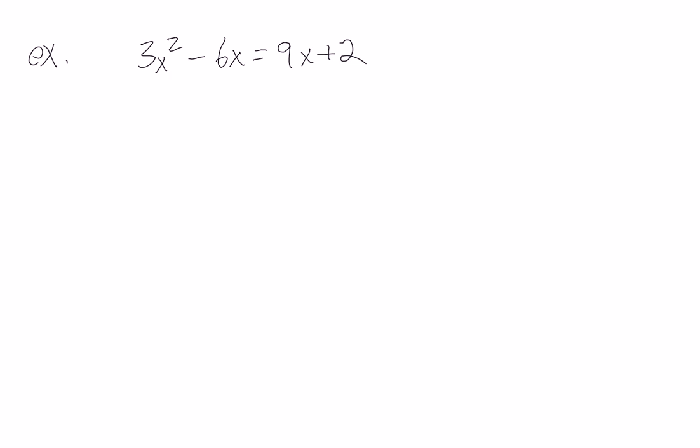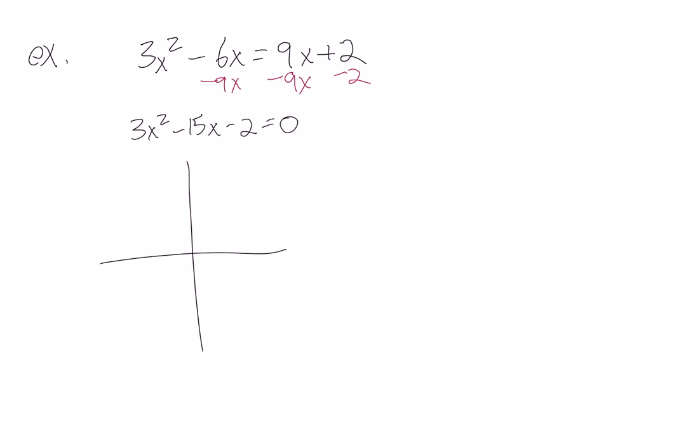We either just make sure it's equal to 0 like we did before. So let's do that for this first part. So we want to get the 9x over, so we'd subtract 9x, and we want to get the 2 over. Okay, so in this case, once we do that, we have 3x squared minus 15x minus 2. So then what we want to do is sketch that on the graph. Okay, so let's use Desmos. I'll quickly do it on Desmos just to see what it looks like.